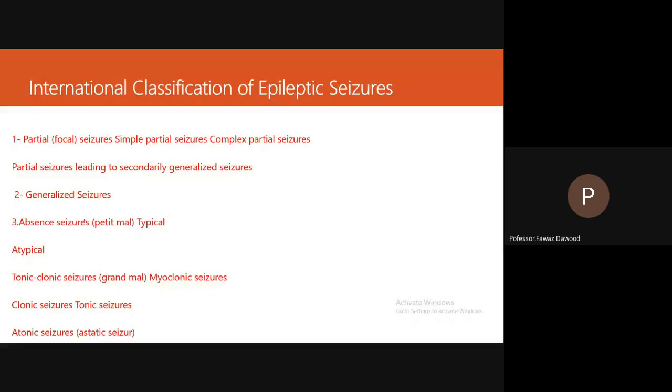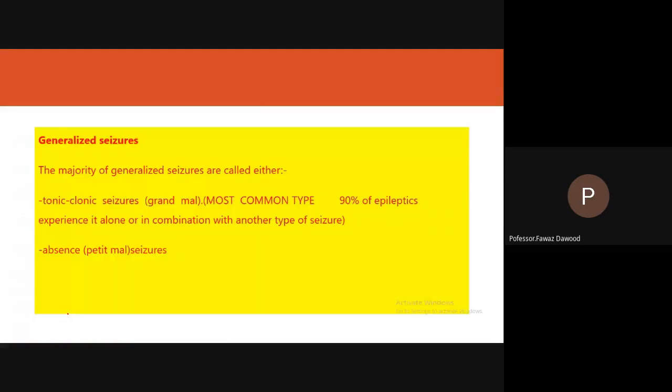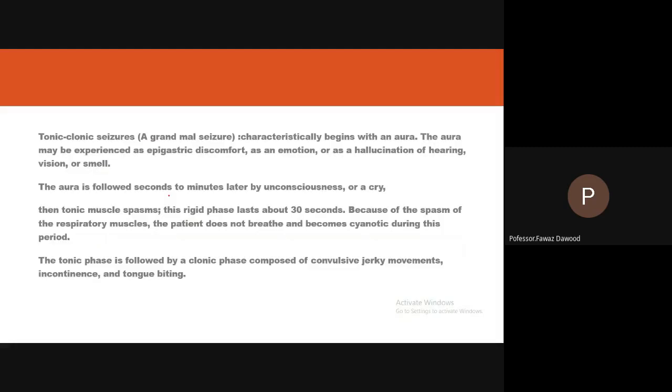Other international classification of the epileptic seizure: simple partial seizures, complex partial seizures. هنا generalized والبيتيمال اللي تكلمنا عليها. Sometimes it may be associated with tonic-clonic seizures and atonic seizures, static seizures. Generalized tonic-clonic, الجراند مال most common type، يعني أكثر نوع هو الجراند مال نسميه احنا. And the absence petit mal seizures also. هذي two types of the generalized seizures.